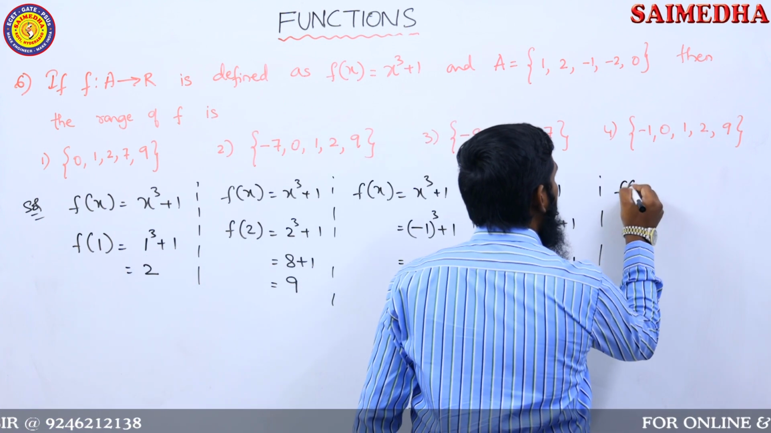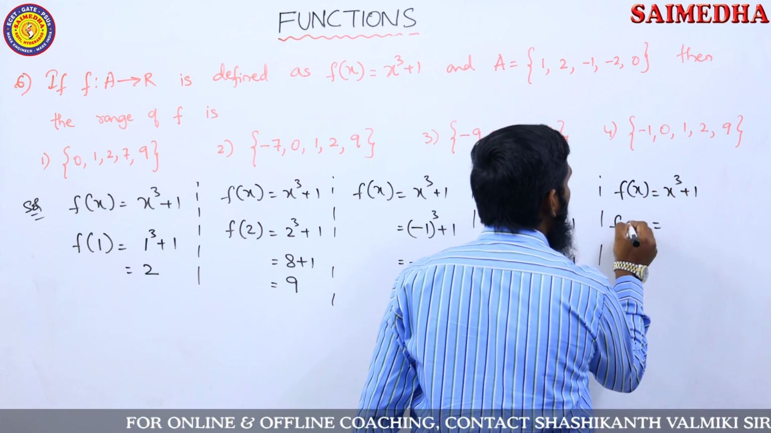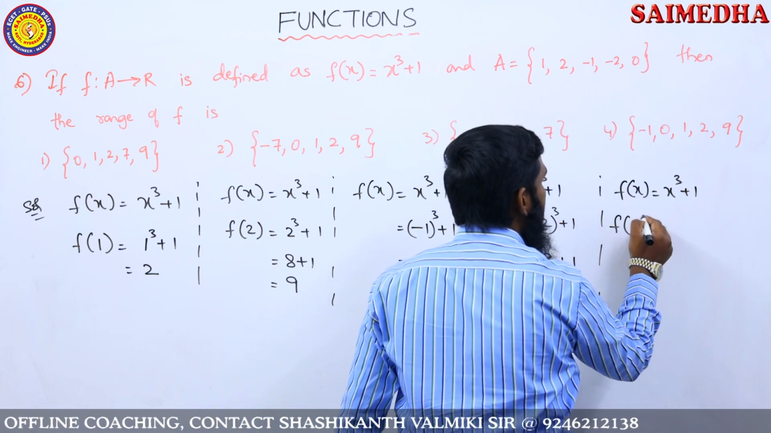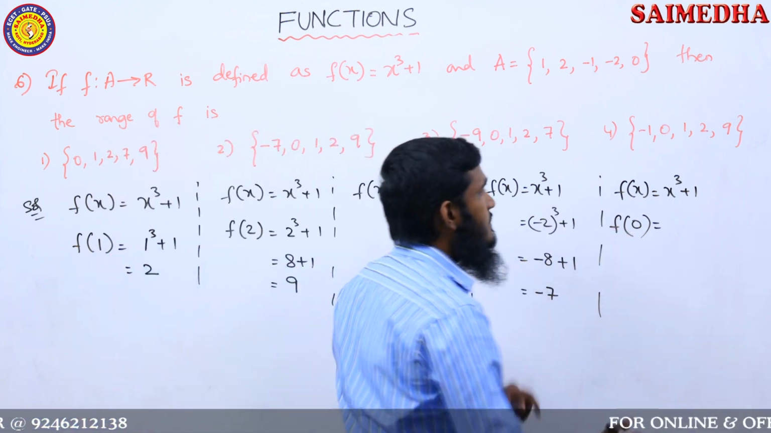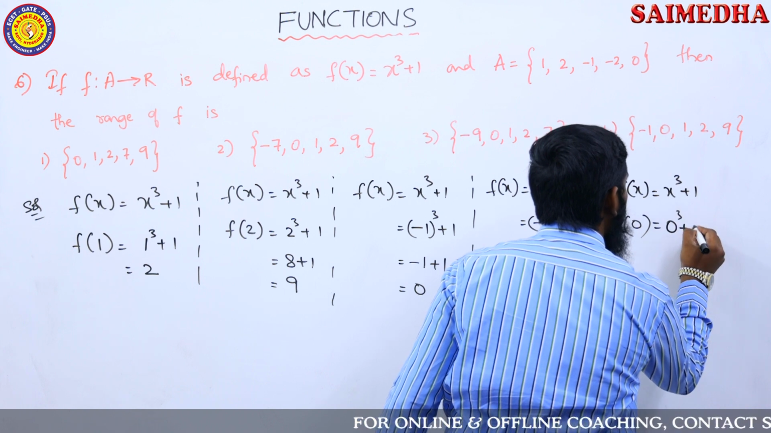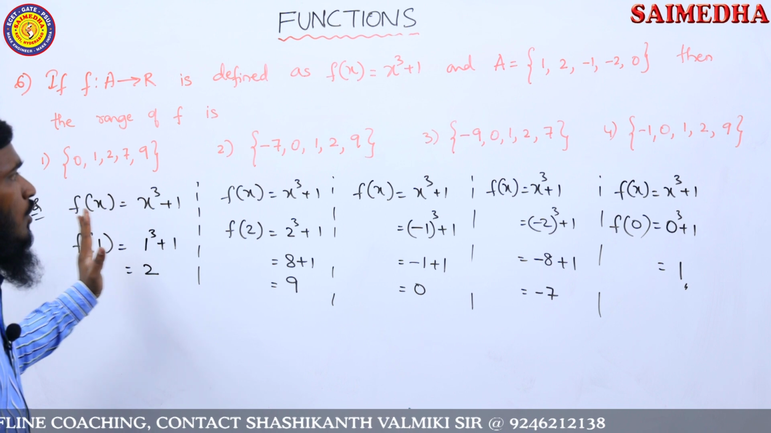F of x equals x cube plus 1. What do we have to find now? F of 0. F of 0 means in the place of x, what do we have to write? We have to write 0. So 0 cube plus 1 equals 1. So we have got all the values over here.